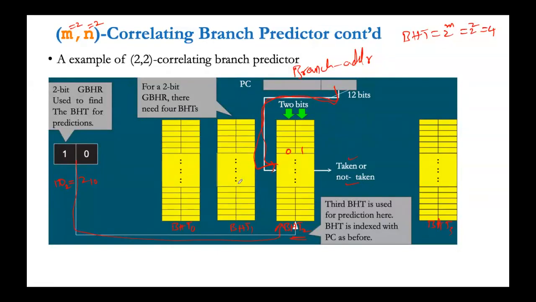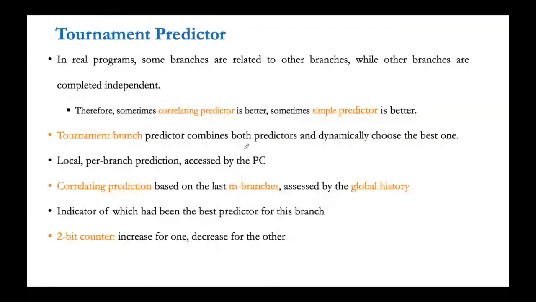Then, combining the branch history table and the correlated one, there is another advanced method we call the tournament predictor. The tournament predictor combines normal branch predictions as well as correlated branch predictions. In real programs, some branches are related to other branches, and correlated prediction takes advantage of this. Correlated prediction is better for branches that are related to other branches.